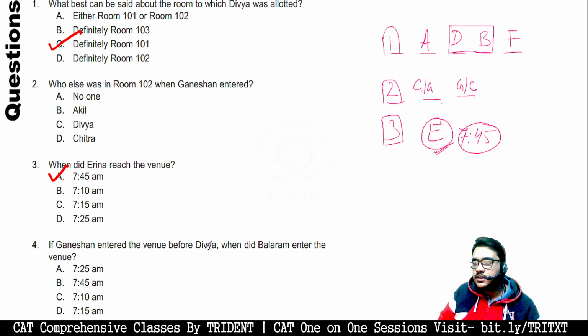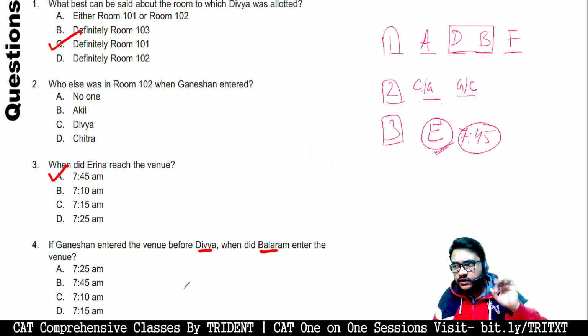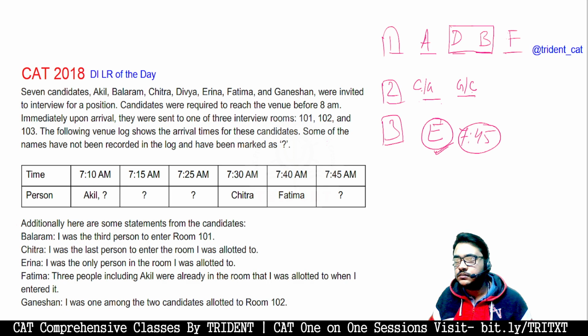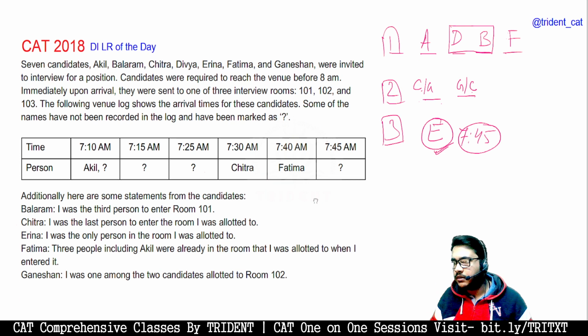If Ganeshan entered the venue before Divya, then when did Balram enter? Now please understand, Balram said one very interesting thing. Balram said, I am the third person. Whenever he enters, he has to be the third person. Let's go and look at the data table now, because I think it's now almost solved. If I can figure out for Ganeshan, I can figure out the timing of Balram also. All right. Let's read a little bit so that we can make some sense.